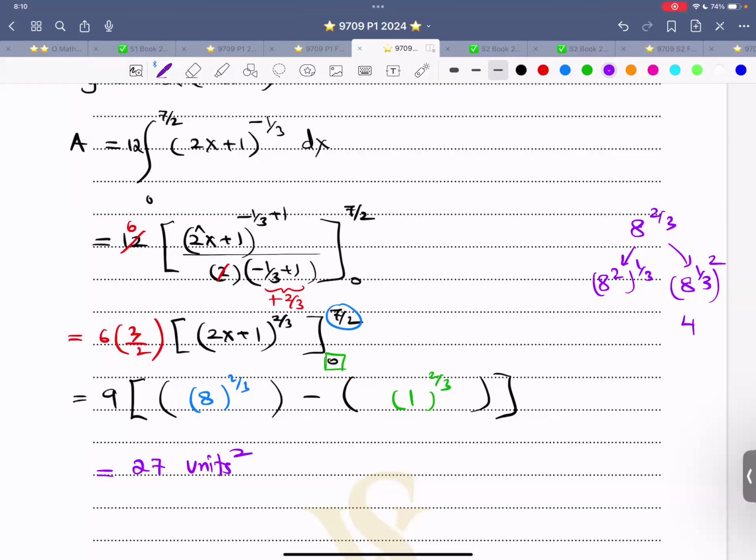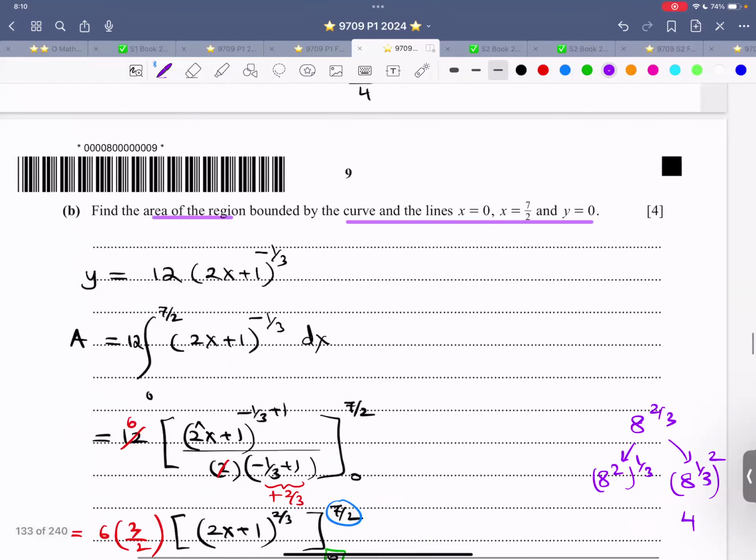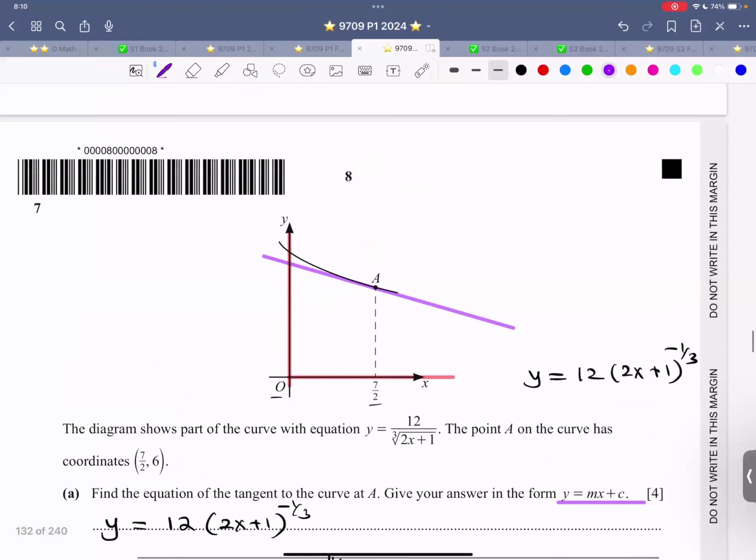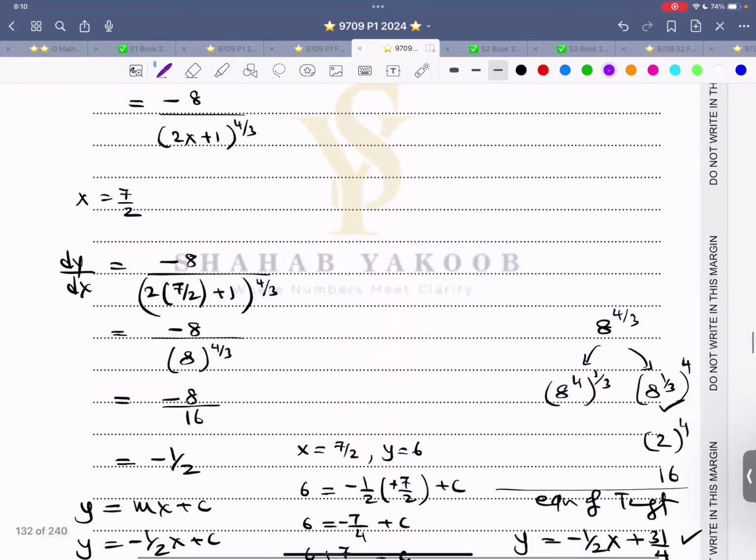So let me check the answer. This is question number 5. No, this is not 5. I think this is 7. So we have reached 7. So this is 7b. Yes, that's 27. It's all good, all clear.